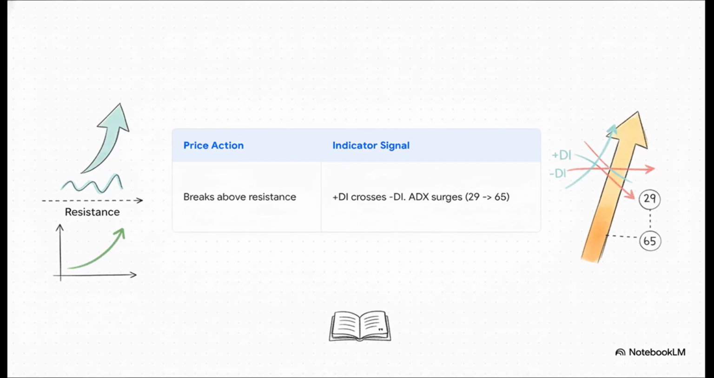And then this happens. This is where you see the real power. Price smashes above resistance. At the same time, the plus DI crosses above the minus DI, giving us that uptrend signal. But here's the magic confirmation. The ADX goes from weak to strong, just rocketing from 29 all the way up to 65. This isn't a fake out. This is a real breakout with serious momentum behind it. And that is our signal to get in.